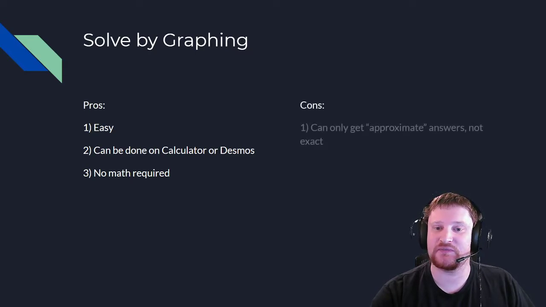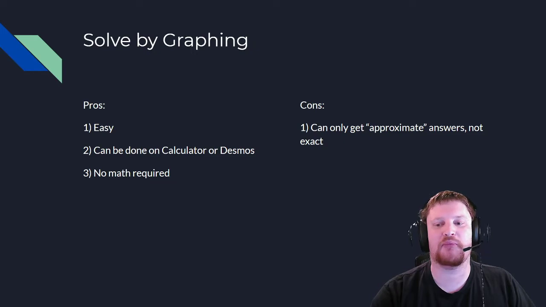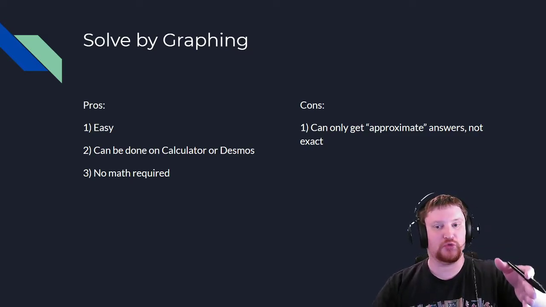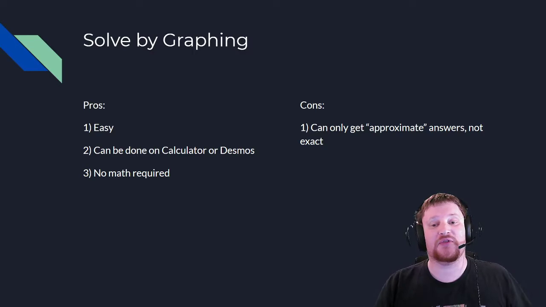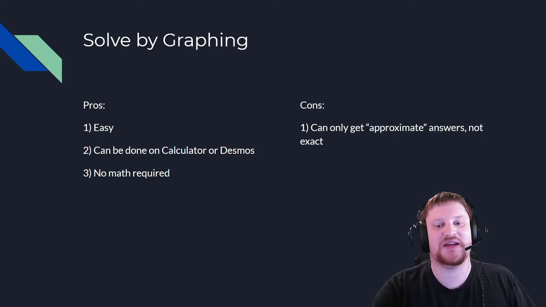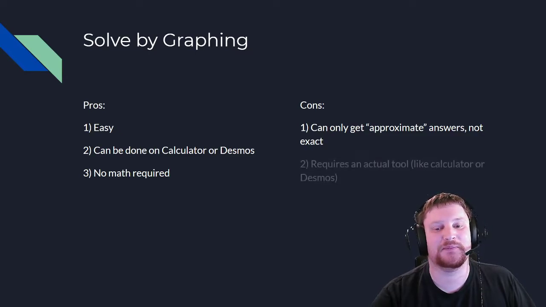Unfortunately, you can only get approximate answers, not exact answers. Obviously, if the solution is 2 or -2, you can get those. Those can be exact answers. But if the answer is the square root of 2 or negative square root of 2, the graphing can't get you that. It can get you the approximation, but it can't get you the exact number. So that's one big downside. If the problem asks you for an exact answer, graphing can't get you that.